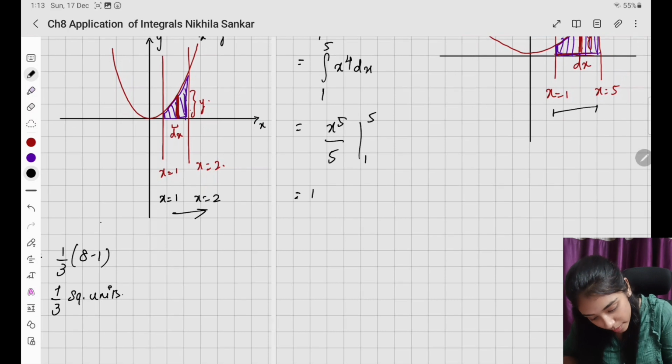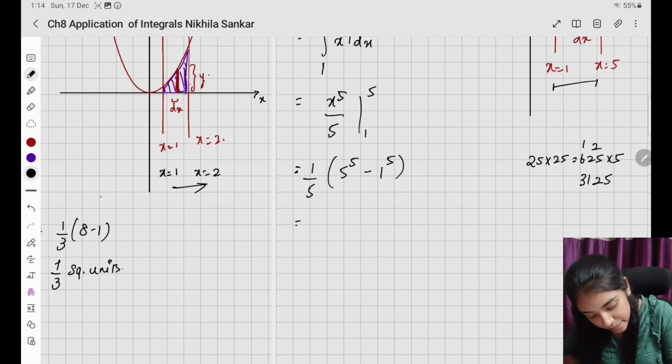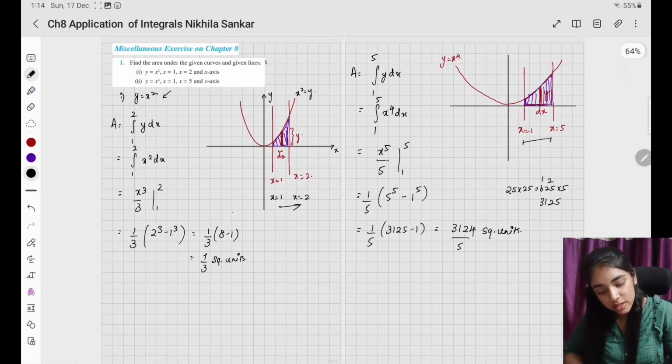Now I have 1 by 5 is a constant and 5 power 5 minus 1 power 5. What is 5 power 5? 5 5s are 25. 25 25s are 625. 625 into 5 திரும்ப பண்ணணும். So I have 5 5s are 25. 2 5 2s are 10, 11, 12. 1 5 6 5s are 30, 31. So 3125. This is going to be 1 by 5 times 3125 minus 1, which is going to be 3124 divided by 5 square units. Okay, clear? Please copy.